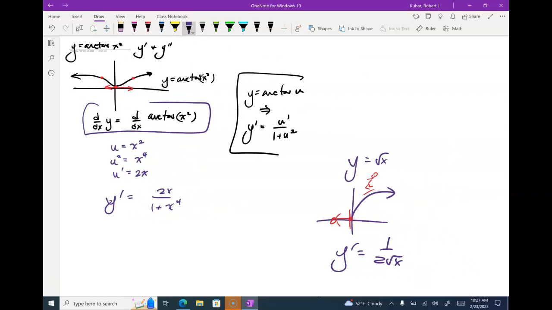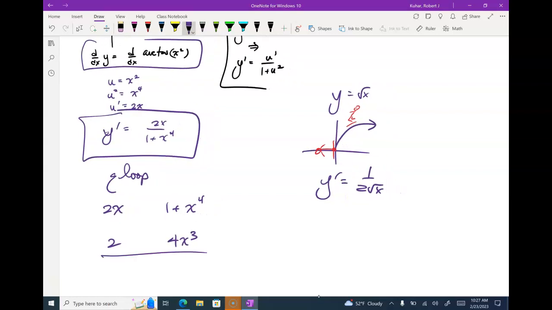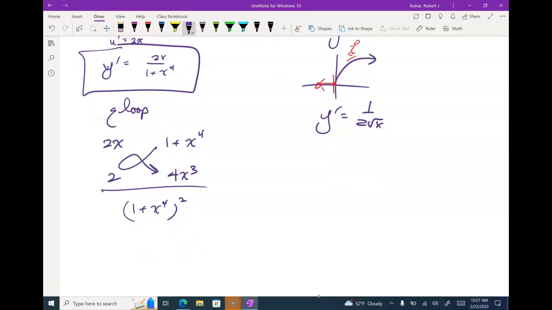Let's do y double prime. So I need a quotient rule. My first upstairs function is 2x. What's the derivative? Good. The downstairs function is 1 plus x to the fourth. What's the derivative? 4x cubed. Beautiful. Is everybody there with me? The derivative of 1 is 0. Derivative of x to the fourth, bring down the 4, reduce the power by 1. I need to be thinking about that downstairs squared. And I get my quotient rule.